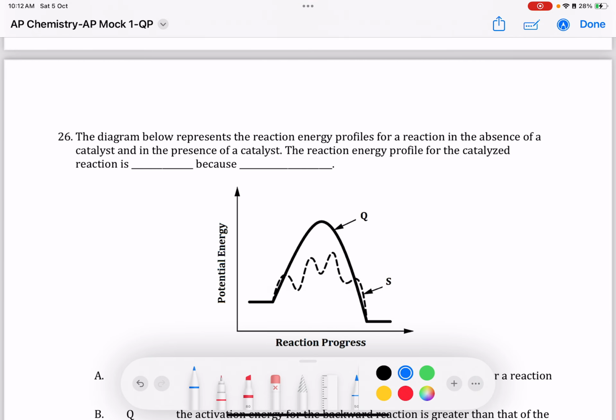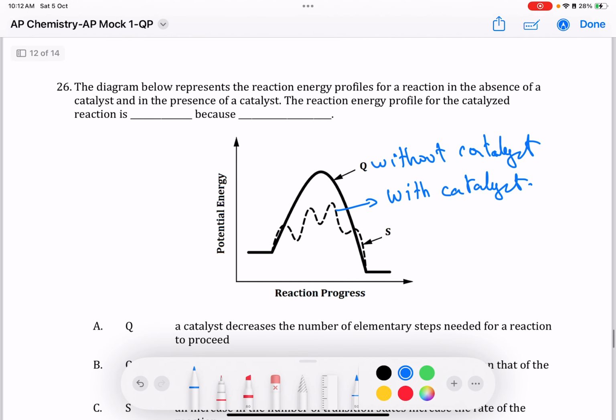Next question. The diagram below represents the reaction energy profiles for a reaction in the absence of a catalyst. And so here, without a catalyst, the activation energy is higher. The role of a catalyst is to lower the activation energy and speed up the reaction. So with catalyst, the reaction energy profile for the catalyzed reaction, okay, is S, of course.